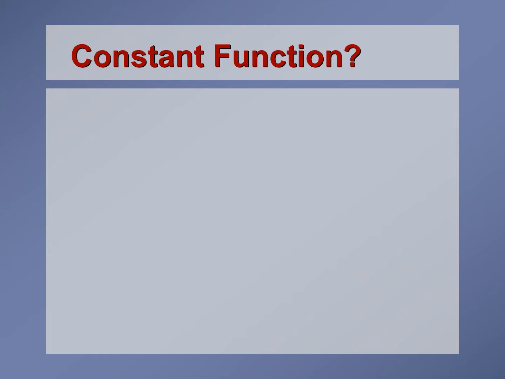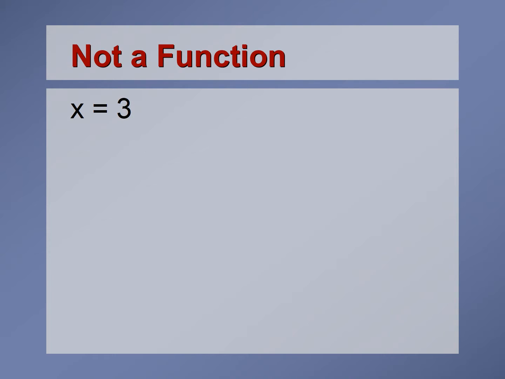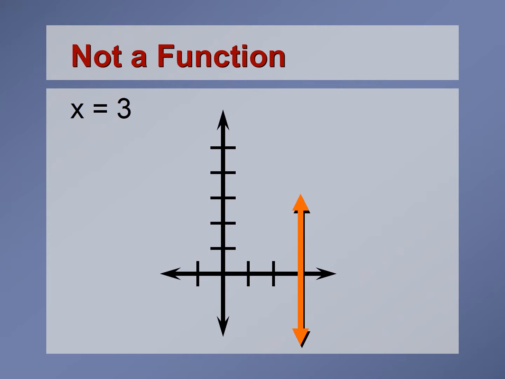So let's take a look at another type of equation. We have x equals b, where b is a real number. So in this case, our y is not there, which means that this is a vertical line, which means slope is undefined. Well, if it's a vertical line, that means it doesn't pass the vertical line test, which means that it's not a function. So it's not a function, x equals 3. It is a vertical line, and it's going to be a vertical line at x equals 3.